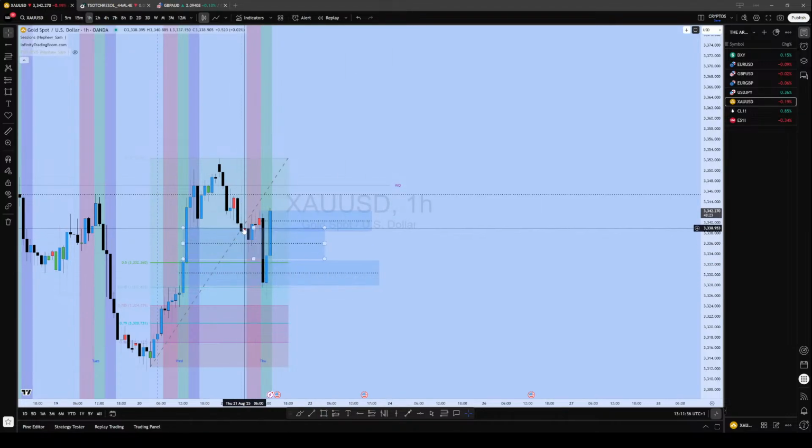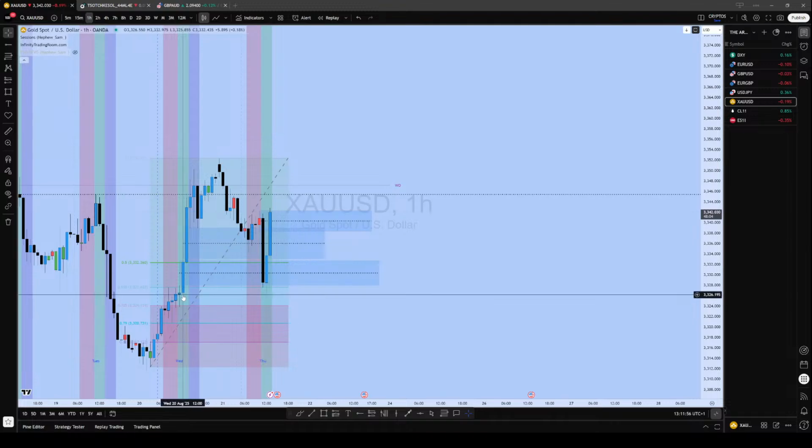Now admittedly I got stopped out earlier because I bought in London. In London I bought that, and then I placed my stop loss right below this candle's low. I should have placed it below that one. I made a mistake, right? It's supposed to be below this one, not that.